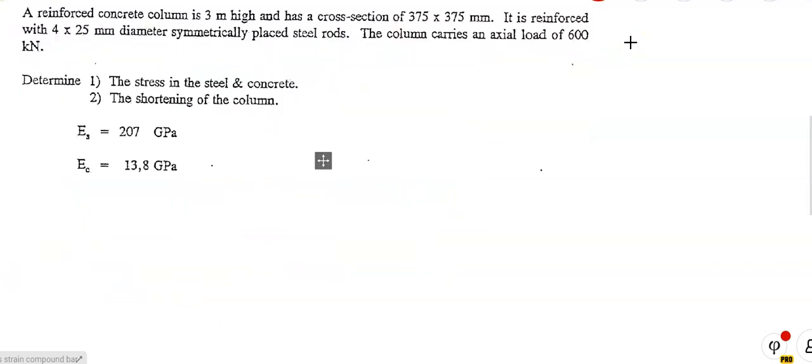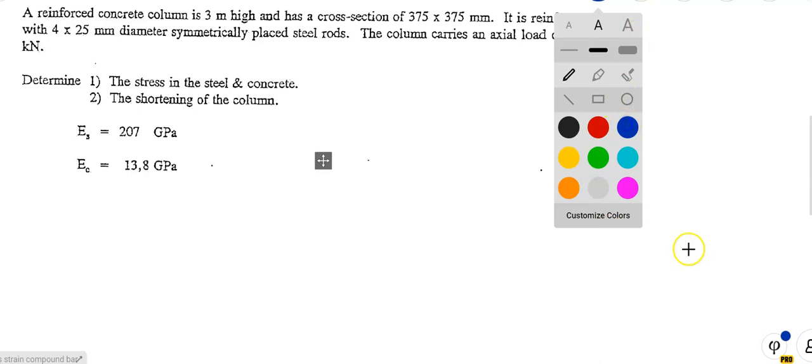Right, there's our first example there. A reinforced concrete column is 3 meters high and has a cross section of that, so it's square, 375 square. It is reinforced with 4 by 25 millimeter bars, symmetrically placed steel rods. The column carries an axial load of 600 kilonewtons. Right, I'm going to draw a little picture to see what that all looks like.